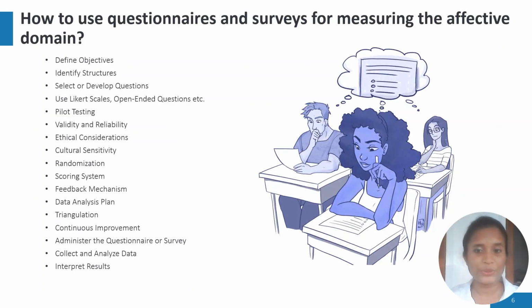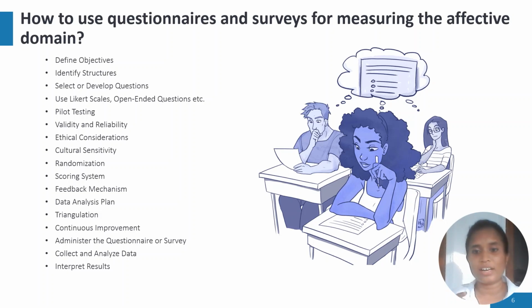Next, it is important to identify how to use questionnaires and surveys for measuring the affective domain. It is the most important thing in this video. First, we have to define objectives when we are going to measure an affective domain, and we have to identify the structure and select and develop questions accordingly. What are suitable and what are inappropriate things? We have to decide those. And then we can use Likert scales and open-ended questions, the formats I mentioned, for designing these questions.